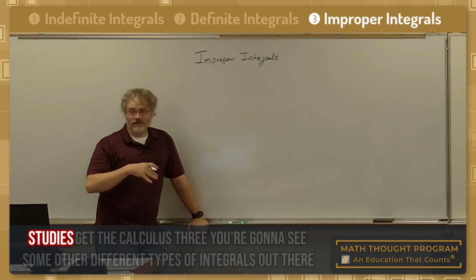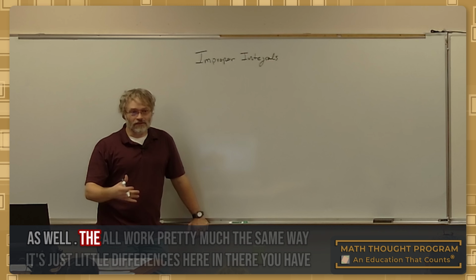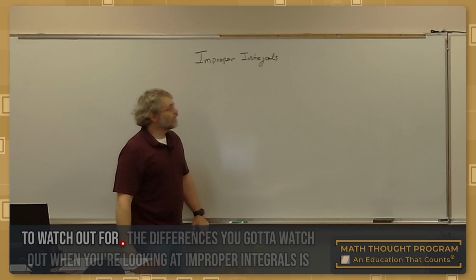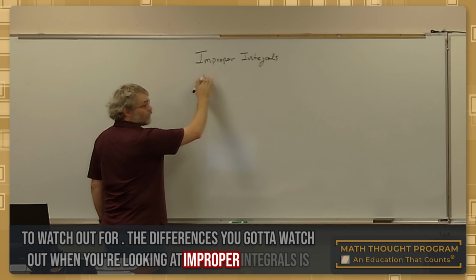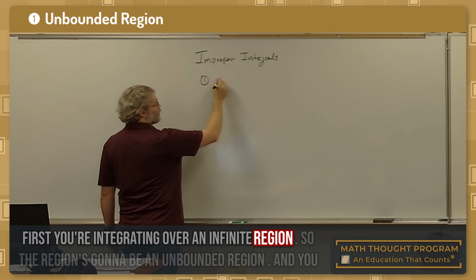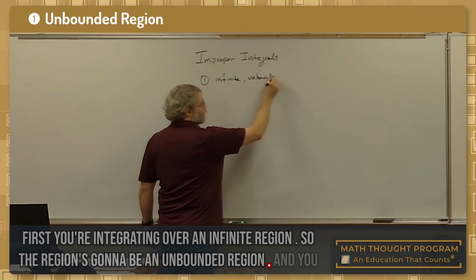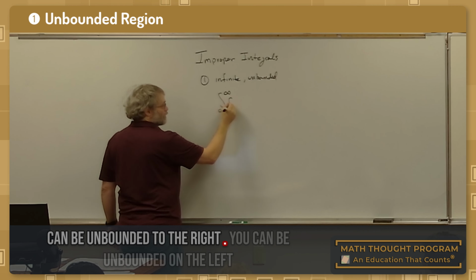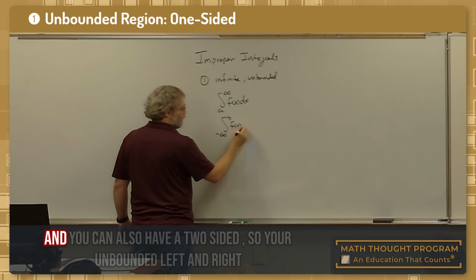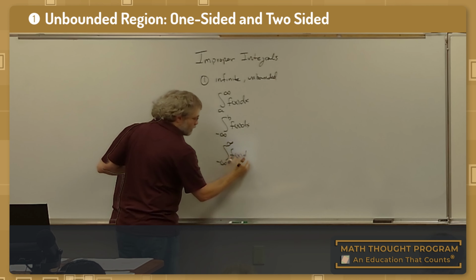As you keep going in your studies, you get to Calculus 3, you're going to see some other different types of integrals out there as well. They all work pretty much the same way. It's just little differences here and there you have to watch out for. The differences you have to watch out for when looking at improper integrals is, first, you're integrating over an infinite region. So the region is going to be an unbounded region. You can be unbounded to the right, you can be unbounded on the left, and you can also have a two-sided, so you're unbounded left and right.